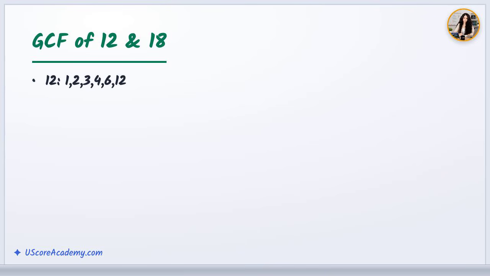Let's find the GCF of 12 and 18. List the factors of each. The numbers they share are 1, 2, 3, and 6. The greatest of those shared factors is 6, so the GCF is 6.